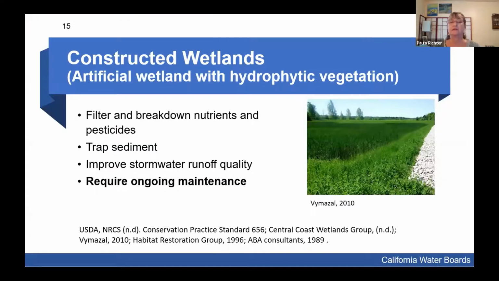Constructed wetlands are designed for treatment. They're artificially created and they're planted with vegetation that thrives in conditions where water is present most of the time. They're great at filtering nutrients and pesticides and also effective at trapping sediment. And just as an FYI, they've been proposed as a BMP for water quality improvements in Morro Coho, Elkhorn Slough, and the Salinas Valley watersheds.